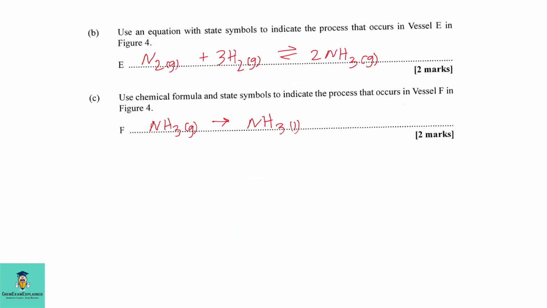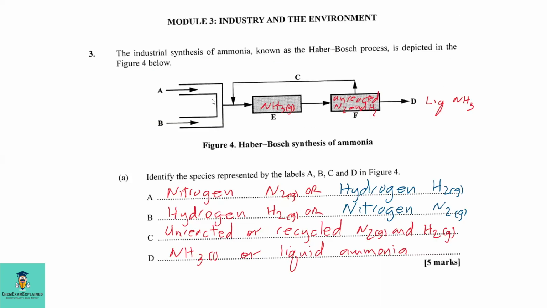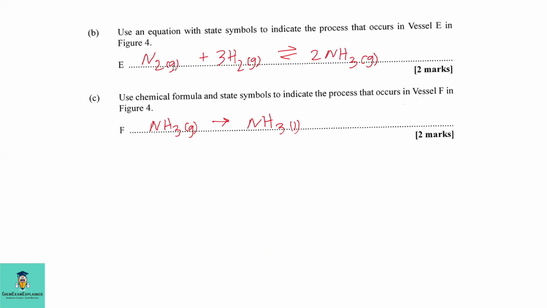Part B. Use an equation with state symbols to indicate the process that occurs in vessel E in figure 4. Let's look back at vessel E. So remember now, we are forming gaseous ammonia from the reaction between your nitrogen and hydrogen. So we'll write that reaction here. So N2 gas plus 3H2 gas with the reversible arrow to produce 2 molecules of ammonia gas.